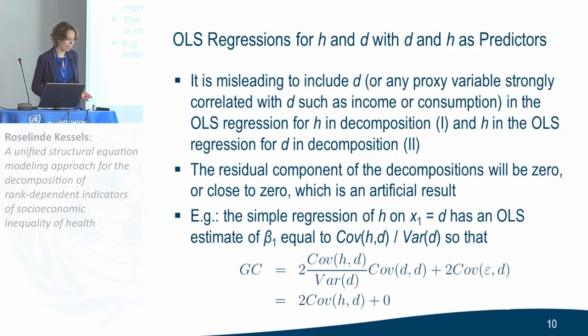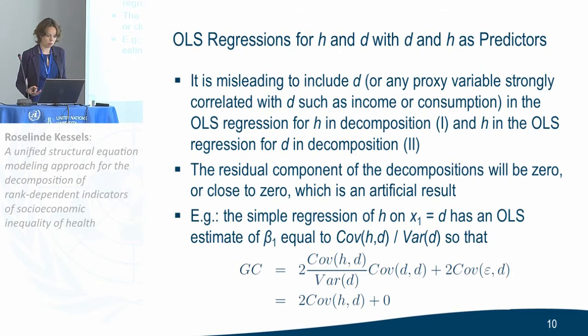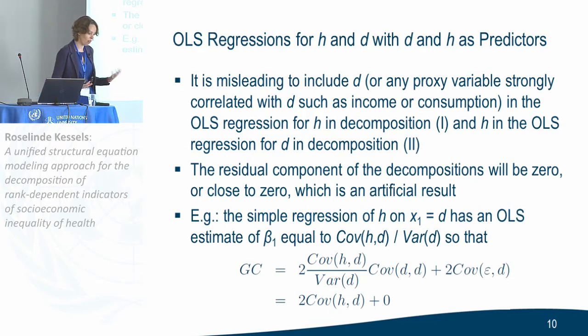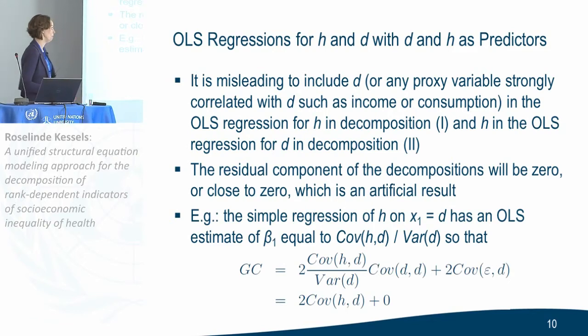Actually, we are not explaining anything at all then. If we use either of these variables both as a dependent variable and as an independent variable, then what we get is an artificial result, and that translates itself by means of a zero residual component. The residual will be zero because all of the variation will be absorbed by one of our dependent variables, which we use as an independent variable at the same time. So we will get an artificial result.